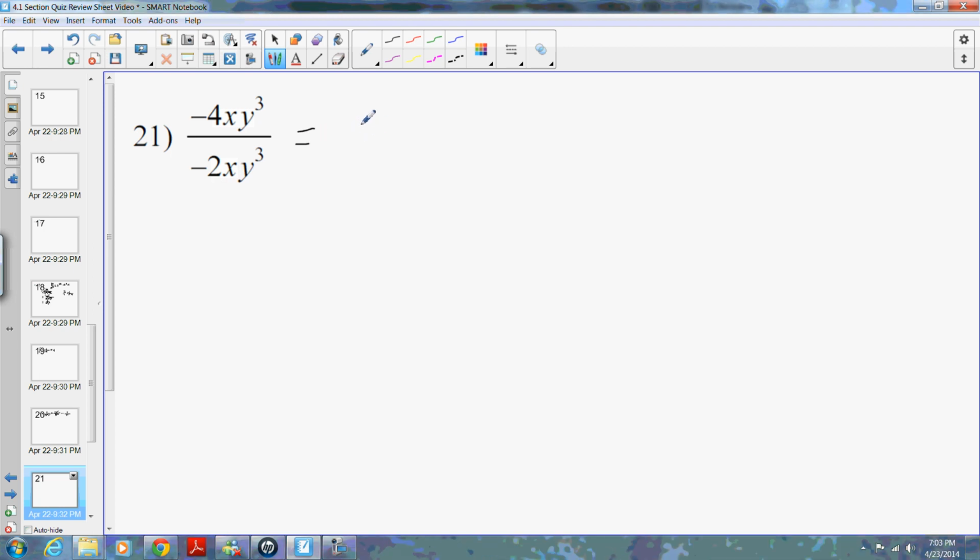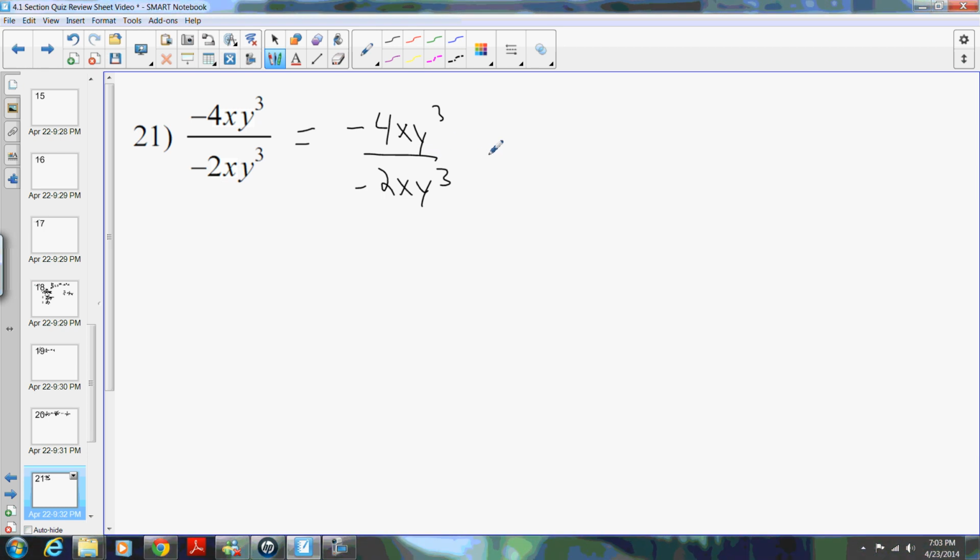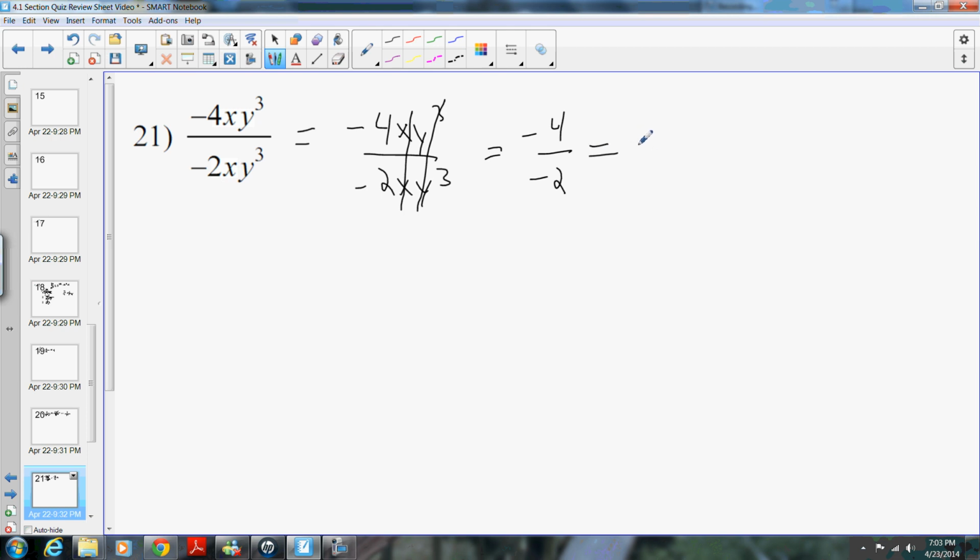Okay, so same sort of thought here. I'm just rewriting this negative 4xy to the third and negative 2xy to the third. The y to the third over y to the third divides to 1. X over x divides to 1. Well, I'm just simplifying negative 4 over negative 2. The common factor there is negative 2, so divide both by negative 2. My final result, 2 over 1, or 2.